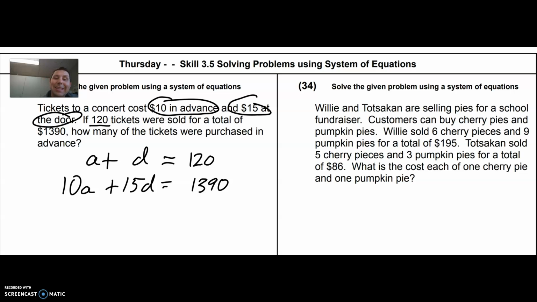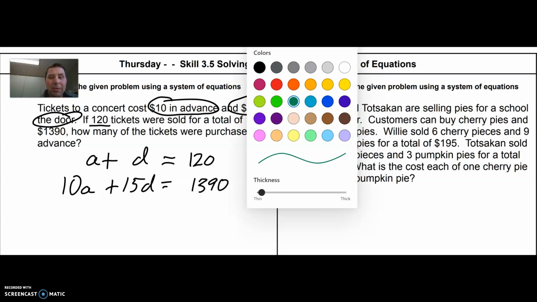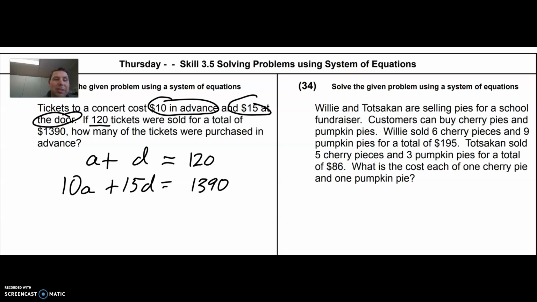So to do that, this problem is set up for elimination. If you don't feel confident with using the elimination method, you could use substitution, but either way, there are some videos on Schoology that you should watch that go over that method. I'm going to use elimination, and to do that, I'm going to choose to cancel out the A. Or in other words, I'm going to multiply the top equation by 10, so that way I have 10A plus 10D equal to 1,200.